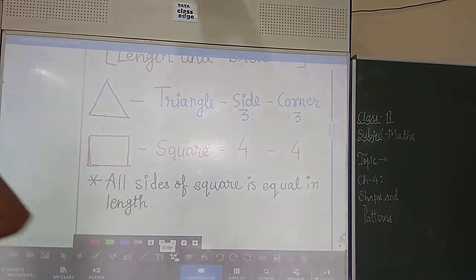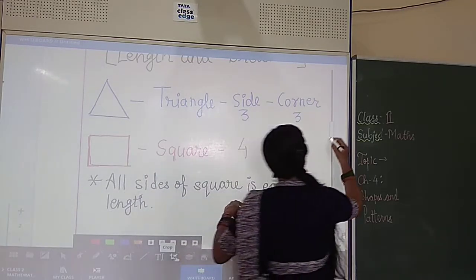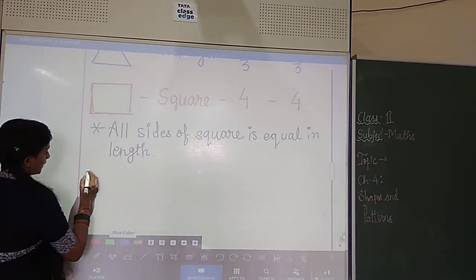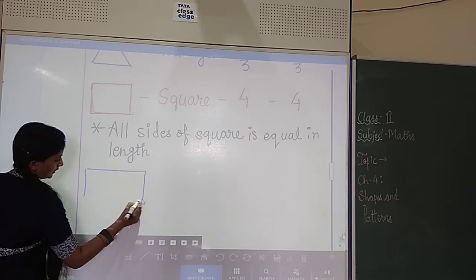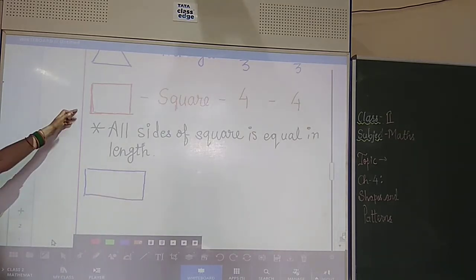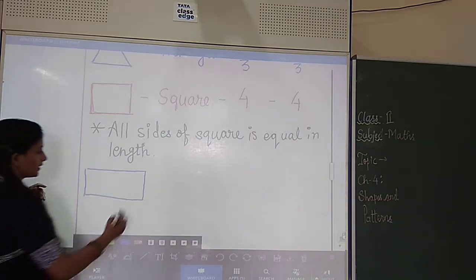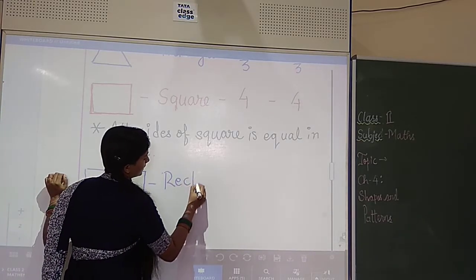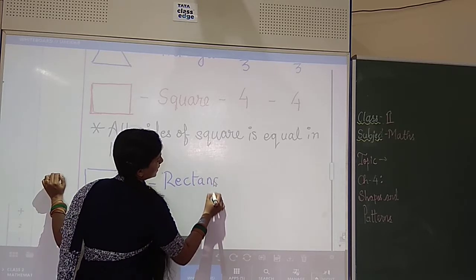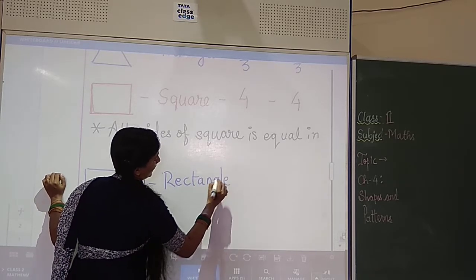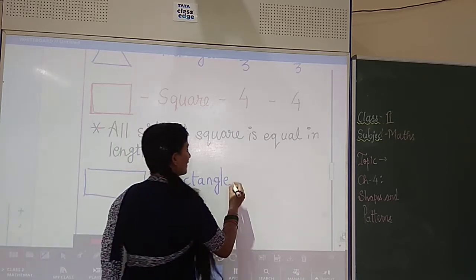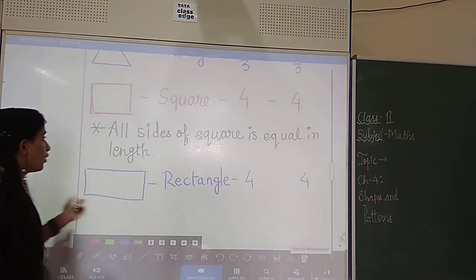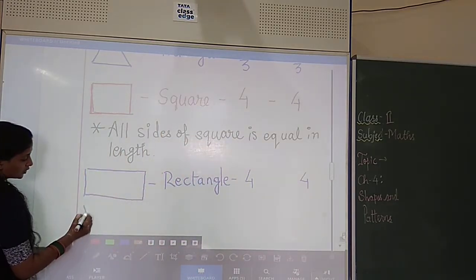Fine. Now come to the next point. The next shape is a little different from this one. This is the rectangle. What is the spelling of rectangle? R E C T A N G L E. Rectangle also has how many sides? 4. And how many corners? 4.